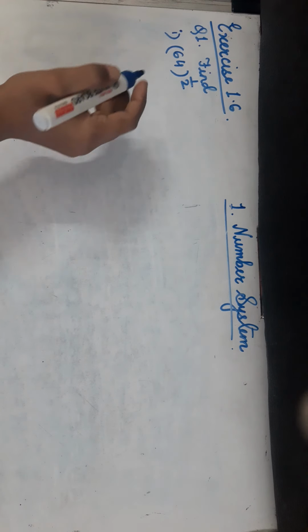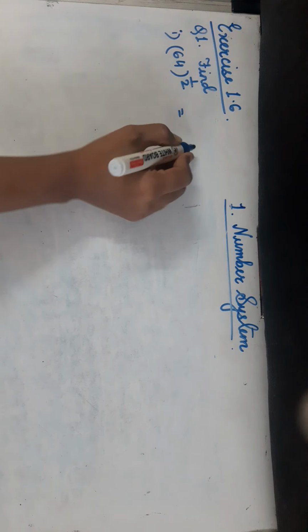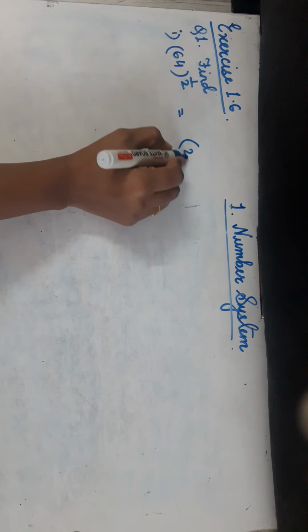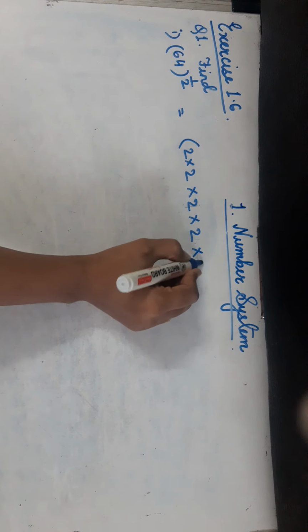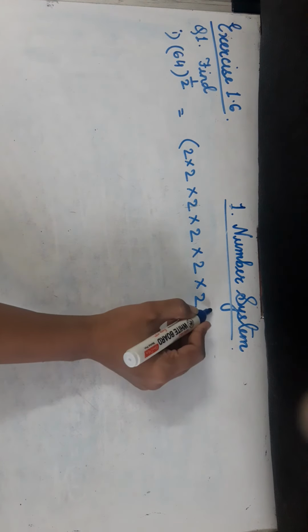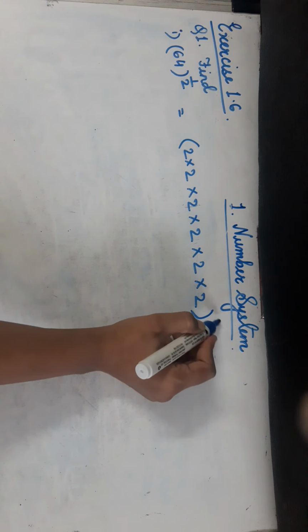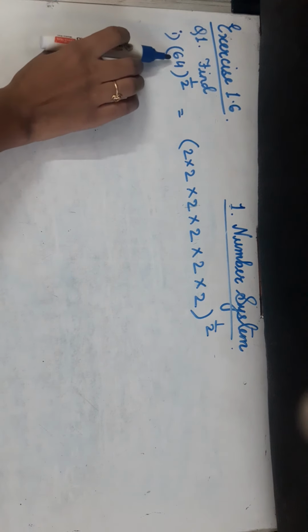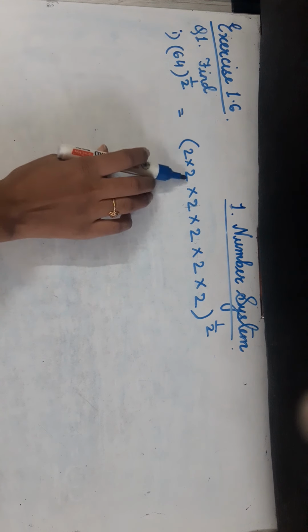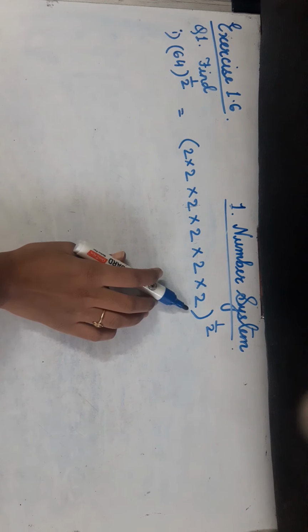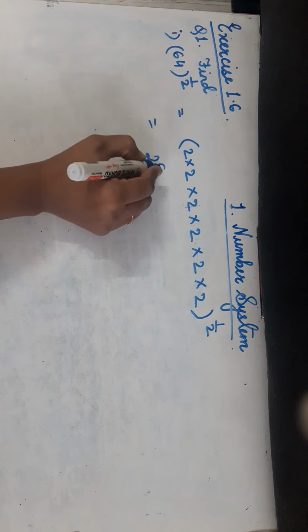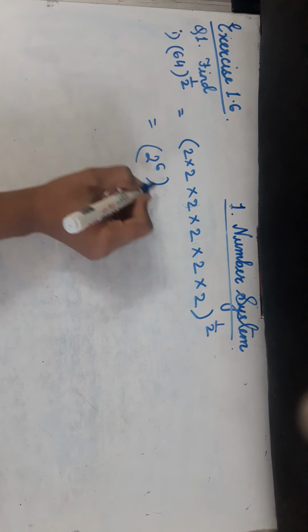So the first question is, find 64 raised to 1 by 2. Okay. So now if you will notice, we can write this 64 as 2 into 2, 4, 4 into 2, 8, 8 2s are 16, 16 2s are 32, 32 2s are 64. And this raised to 1 by 2 as it is. We have just simply written this 64 as 2 into 2 into 2 into 2 into 2 into 2. Now if you will notice, 2 is multiplied by itself how many times? 6 times. So I can write this as 2 raised to 6 and that 1 by 2 as it is.